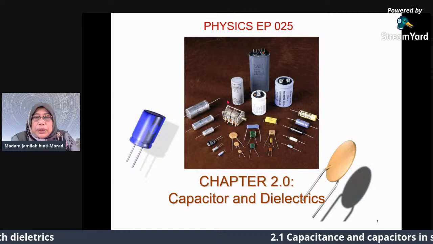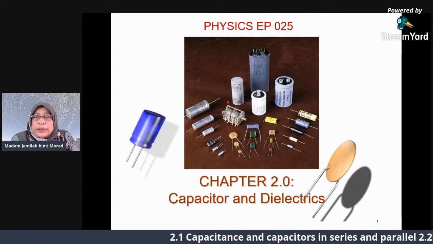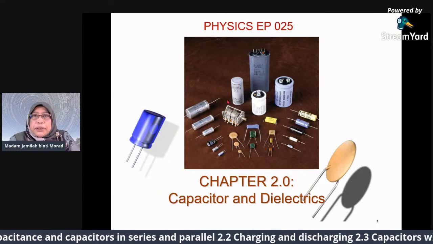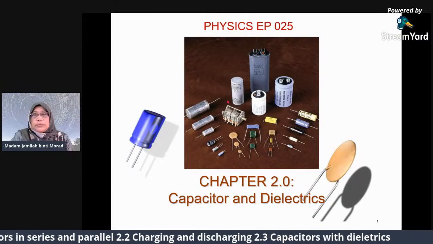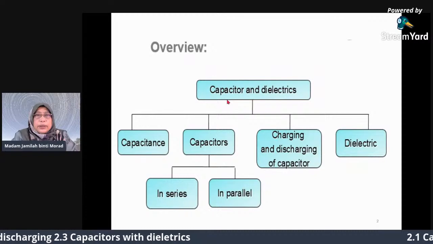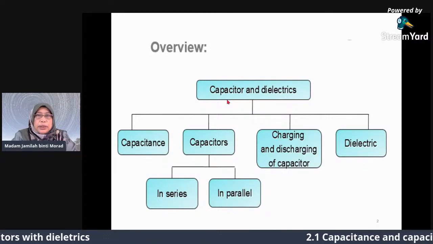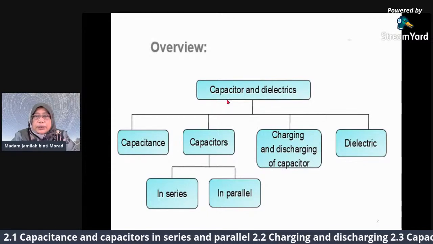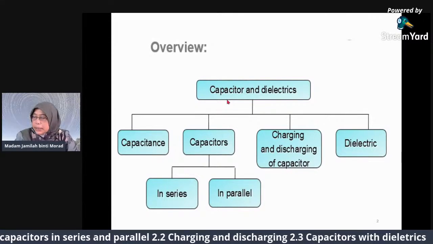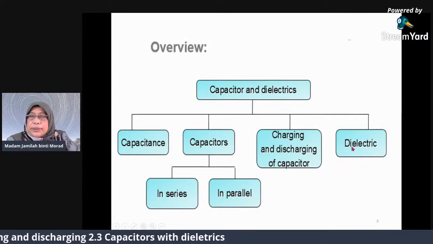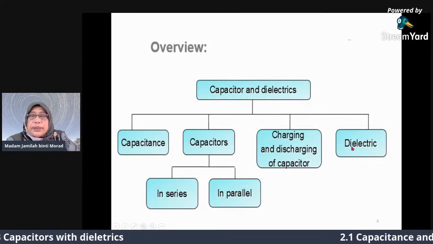I'm Panjamila binti Murad and my turn is to discuss capacitors and dielectric, which is chapter 2 for EP025. For this topic, capacitors and dielectric, we have three subtopics. The first one is about capacitors, and then we look into charging and discharging of a capacitor, and the third subtopic is about the dielectric.